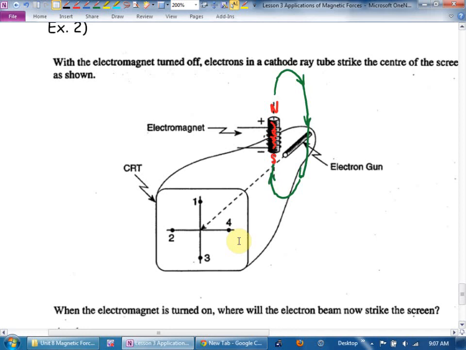Ready? Point your thumb in the direction of a proton. So, Jordan, it would be this way. Point your fingers in the direction of the magnetic field right there. Right there, the magnetic field is, Tyler? What direction, what location will this electron get deflected to? 1, 2, 3, or 4? 4.